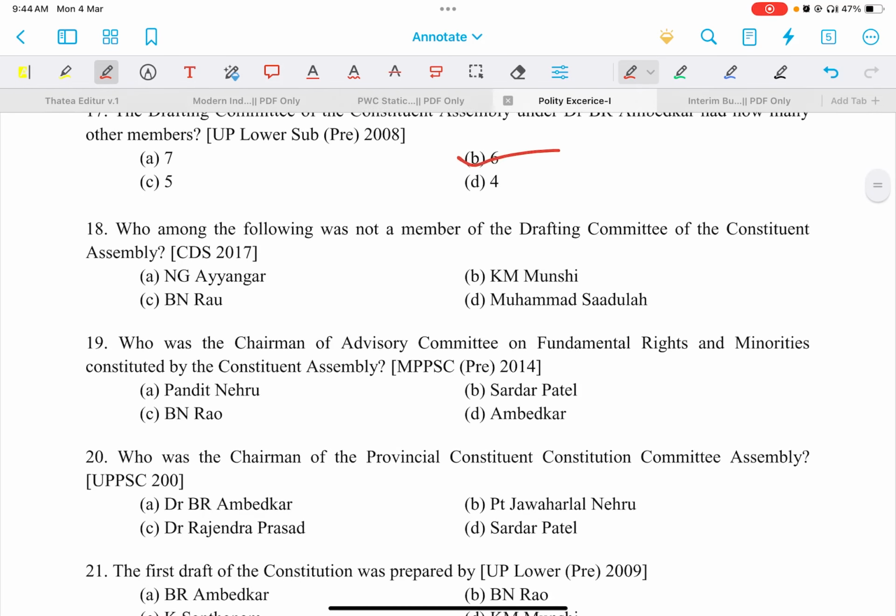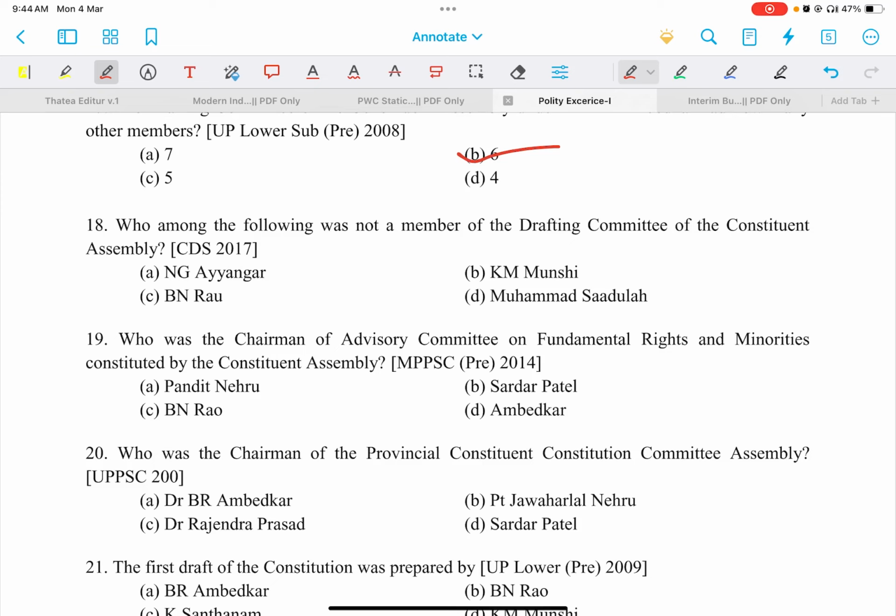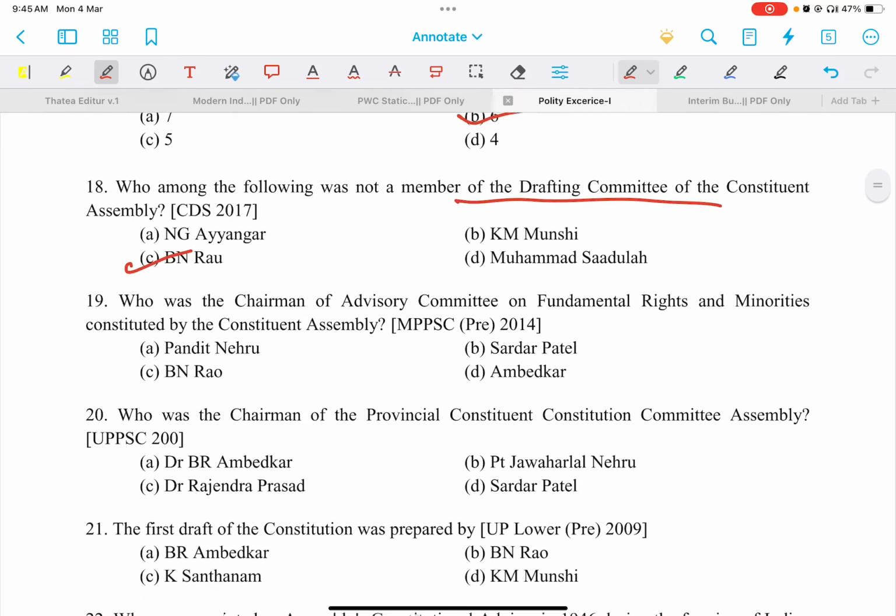Who among the following was not a member of Drafting Committee of Constituent Assembly? Advisor to the Constituent Assembly.